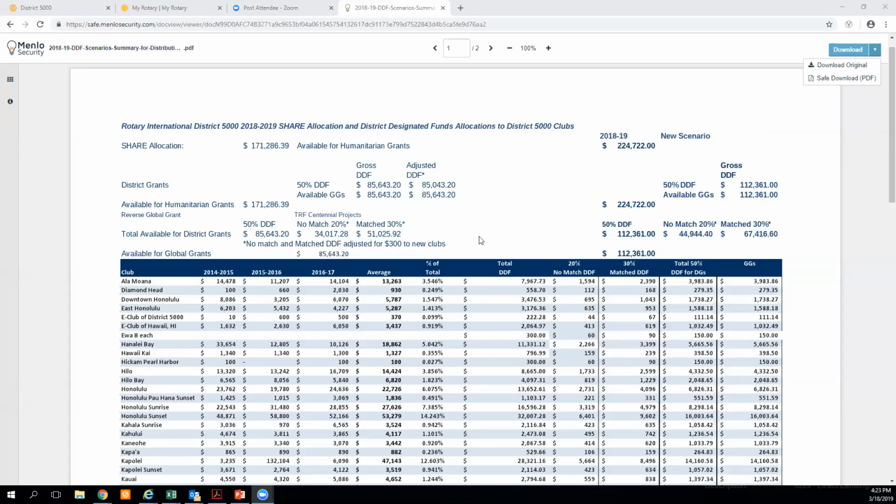The famous spreadsheet here. Right. Everybody can see it.